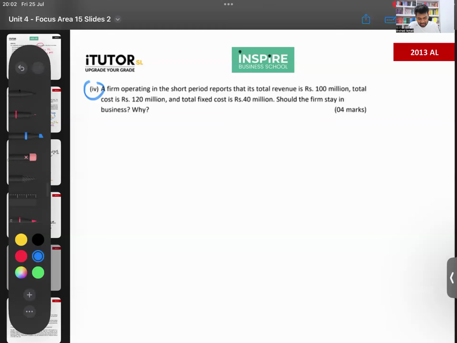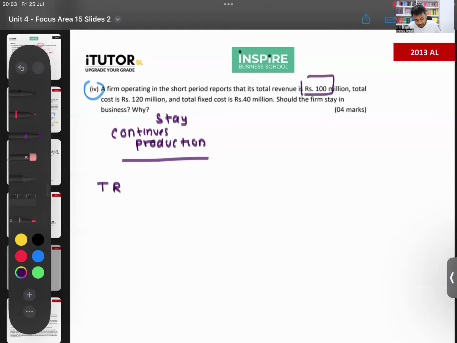Why? Someone of you earlier asked me, what is the shutdown story? Let me explain. If the firm continues production, let's say they stay and continue production, can you calculate how much of a profit or loss they will make? How much is their total revenue if they continue? Their revenue is 100 million.